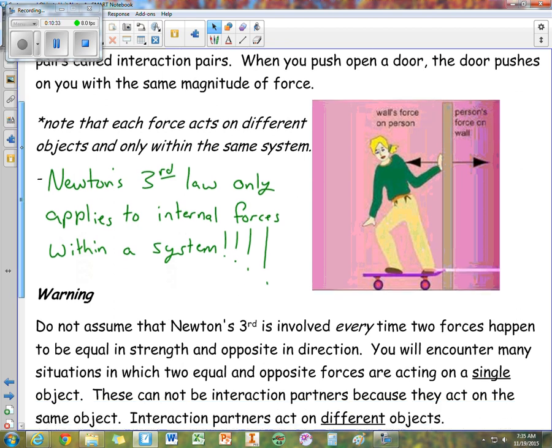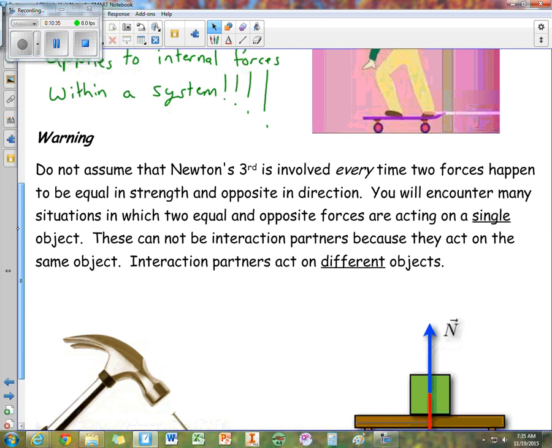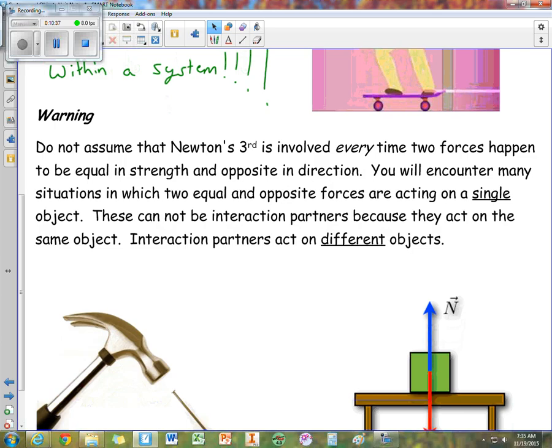Now I do have a warning. I do not want you to assume that Newton's third law is involved every time you happen to see two forces that happen to be equal in strength and opposite in direction. In fact, we're going to encounter many situations where we see two equal and opposite forces, but they're acting on a single object. A single object is not a system. So any two forces acting on a single object are not interaction pairs.